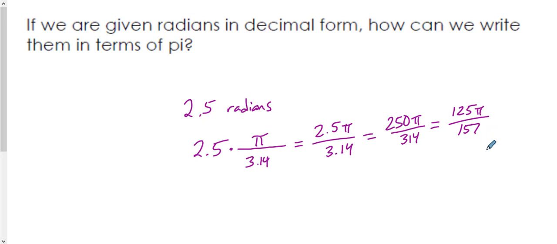I don't know if there's any number that goes into 125 and 157, but I doubt it. So you're going to use this 157 quite a bit. But 125 pi over 157 radians is the in terms of pi version of 2.5 radians.